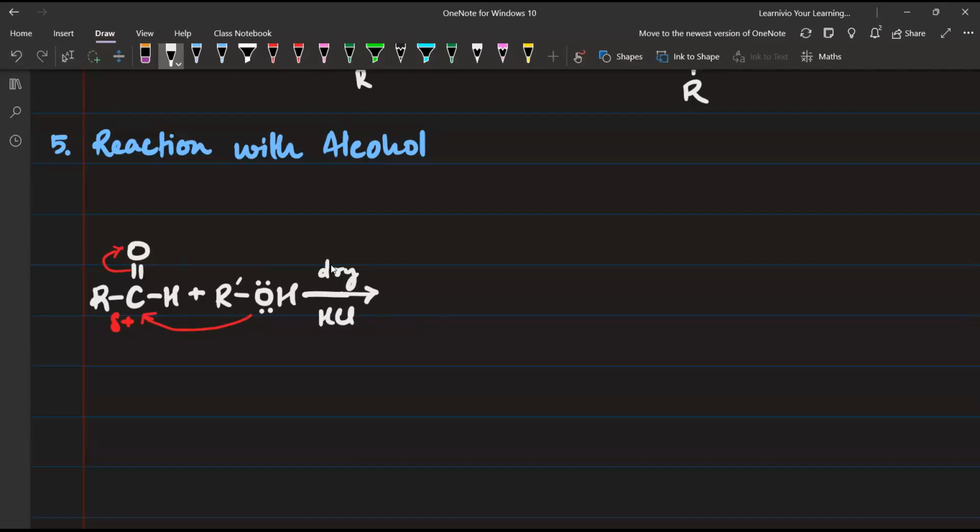Dry HCl means in the absence of water. Now what we will get are carbon, single bond oxygen, hydrogen will be here, and here we will be attached with OR. The hydrogen of oxygen will migrate to this oxygen of carbonyl carbon, which was having a negative charge because of this shifting of pi bond. So here we will have OH.